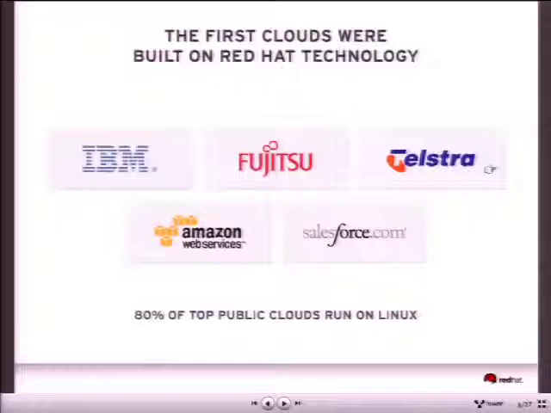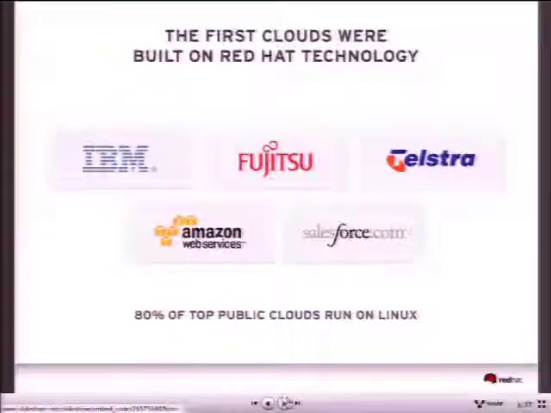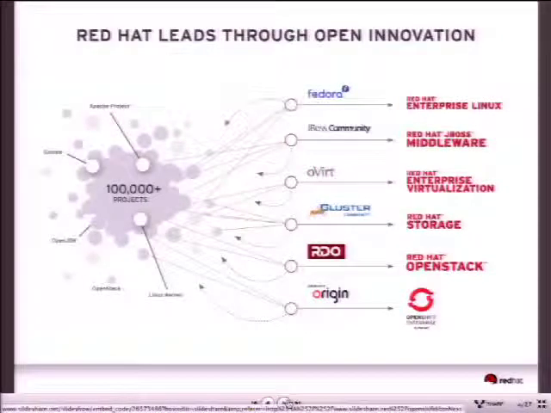So almost all of the clouds that are out there right now are built on top of Linux. So the only one that I know of, a big public cloud that isn't, is Windows Azure Cloud. So almost everybody is using Linux. Most of the big ones are using Red Hat Linux under the hood. So we have lots of experience building clouds for people, big infrastructure clouds.